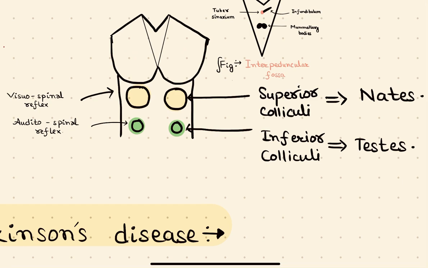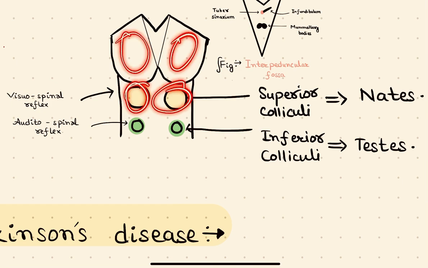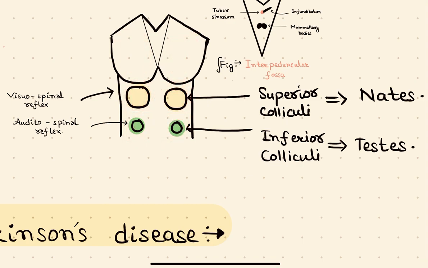Midbrain actually consists of various things like these cerebral peduncles, these colliculi, and other structures which I will make you understand in the later part of this video. So from the back, this is how midbrain looks. These round bodies are nothing but colliculi. The superior ones are the superior colliculi and the lower ones are the inferior colliculi.